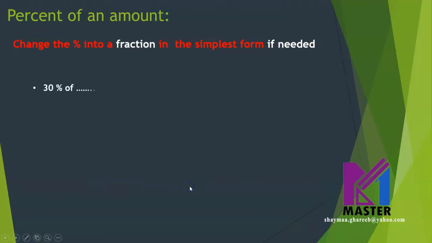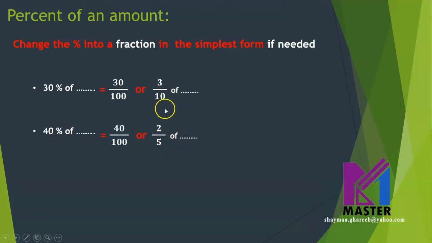Now let's see more fractions. What about the 30%? The 30% is 3 over 10 of this amount, or 3/10 of this amount. What about the 40%? Do you remember the 40% in the simplest form? It was 2/5. So if I have 40% of an amount, I can just calculate 2/5 of this amount. And the 20% is 1/5.